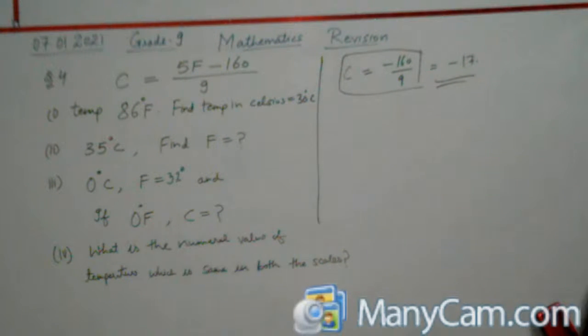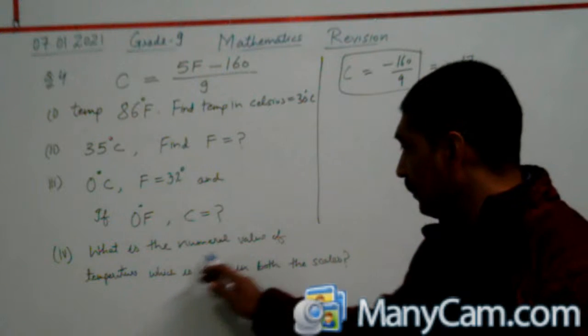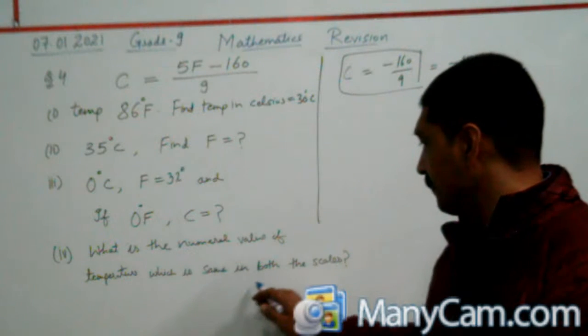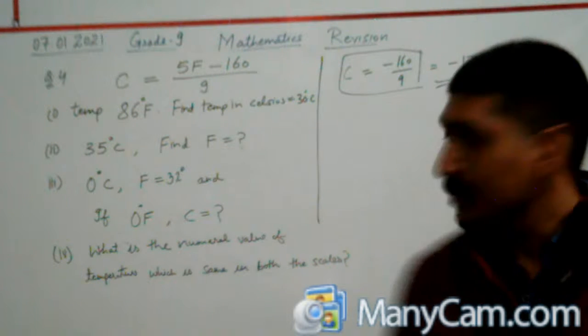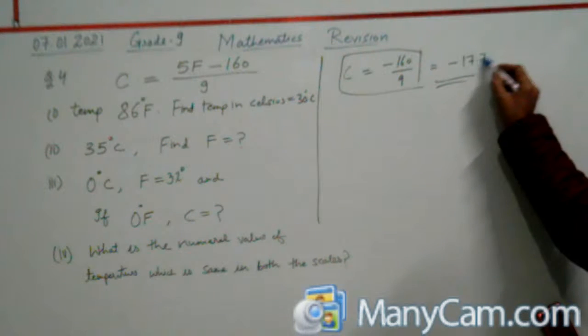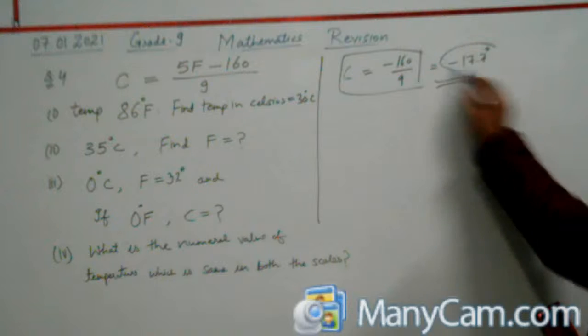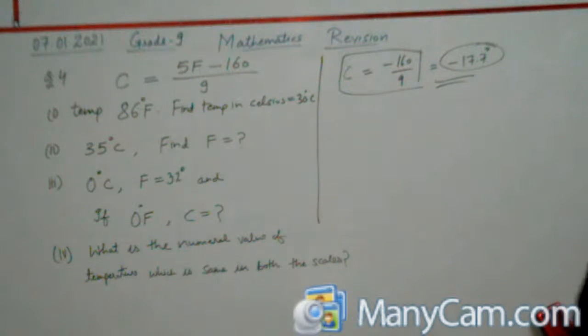So in the same way, what is the nominal value of temperature which is the same in both the scales? So here it is minus 17.7 near about, right?